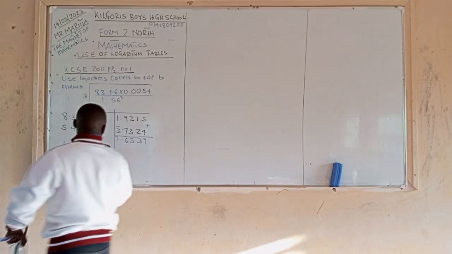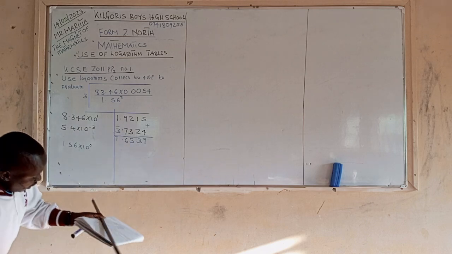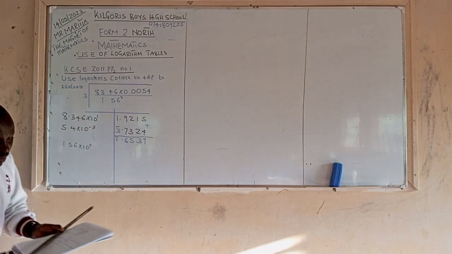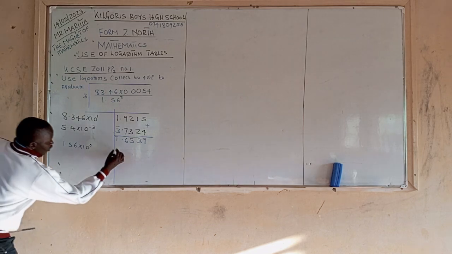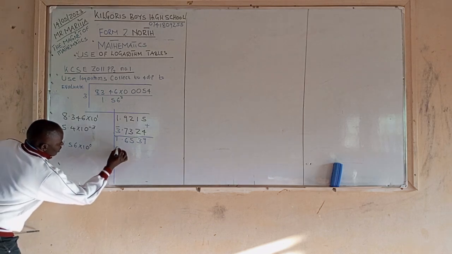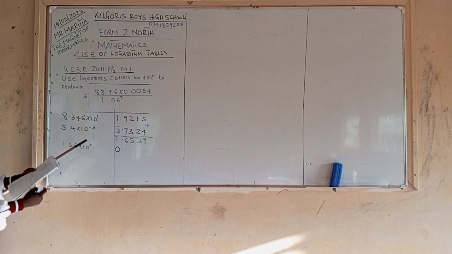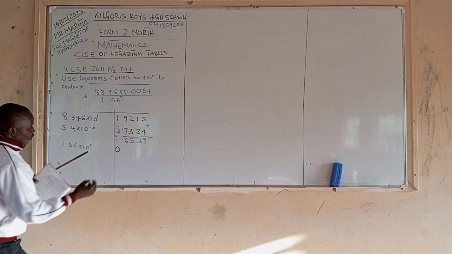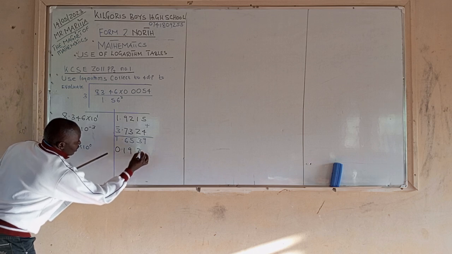So this one now we can raise to 0, and then we have this as 0 point. We read now the logarithm of 1.56 from the table, and this is 1931. So we have this one as 19, then 31.